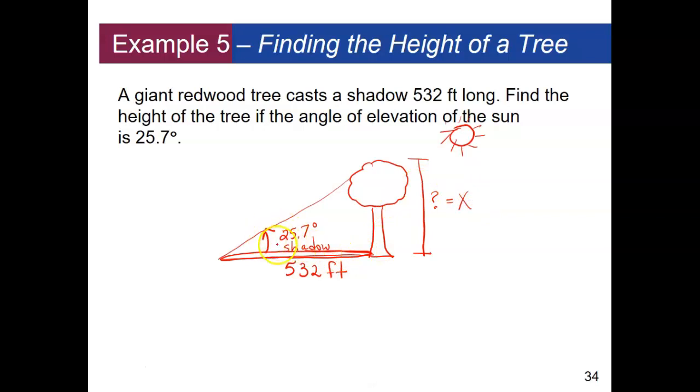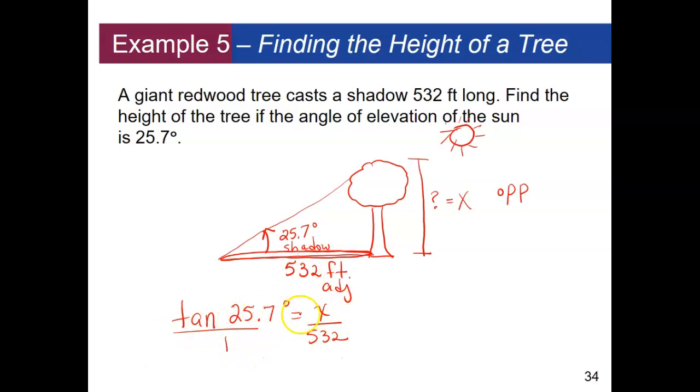Okay, so in relation to my 25.7 degrees, I know the opposite side and I know the adjacent side. So if I know the opposite side and the adjacent side, then the trig function that uses opposite and adjacent is tangent. So I'm going to set this up using tangent. So tangent is the opposite, which is x, over the adjacent, which is 532. So now all I have to do is just cross multiply.